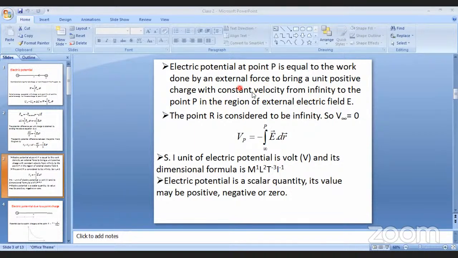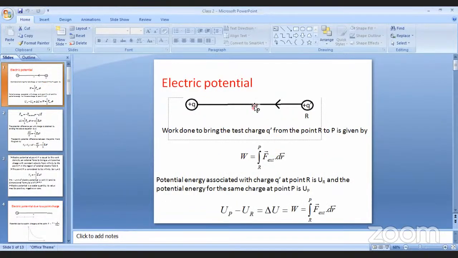What is the meaning of this statement? For that we have to go back to slide number 1. Here we have taken the reference point as capital R. Instead of this, when you bring the test charge from infinity to this point P, what is the work done by you? And the test charge which you are bringing should be 1 coulomb charge. So that's what the electric potential is all about.